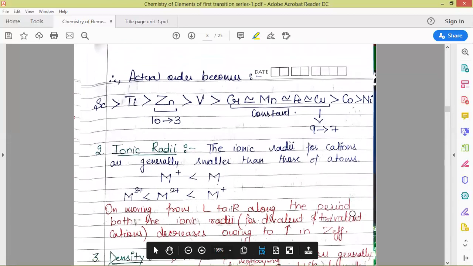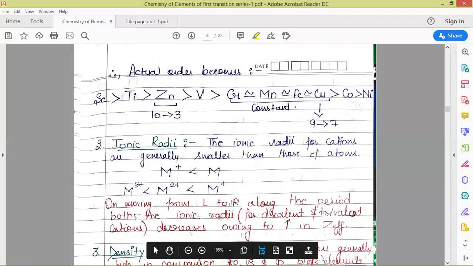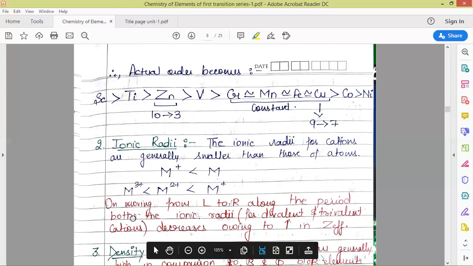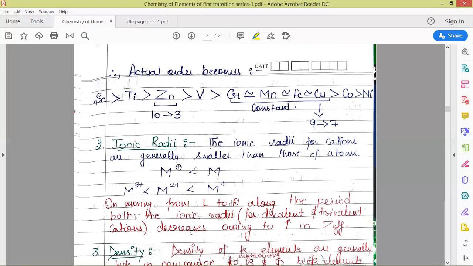Also, if we compare the ionic radii of different ions, as we all know d block elements are known for having variable oxidation states. The reason for the variable oxidation states exhibited by the d block elements will be discussed later, but as these exhibit variable oxidation states, and as we all know that with an increase in positive charge on any species, size decreases.